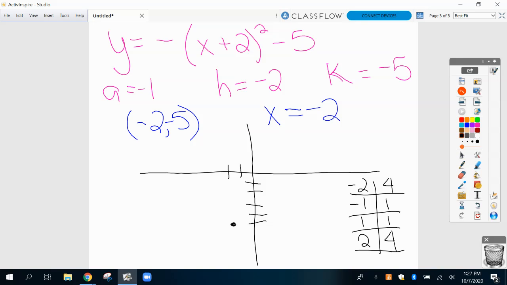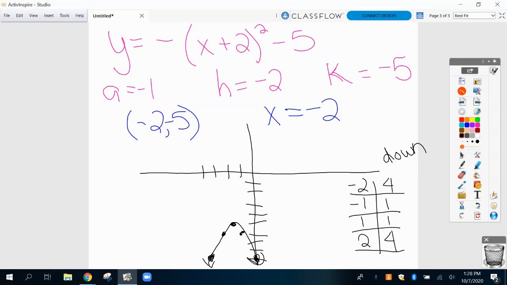Okay, but now because A is negative 1, it's telling me how many to move down. So from my vertex, I'm going to go left 2, down 4. From my vertex, I'm going to go left 1, down 1. From my vertex, I'm going to go right 1, down 1. And from my vertex, I'm going to go right 2, down 4. And this is a pretty terrible looking picture down here, but that is my parabola.